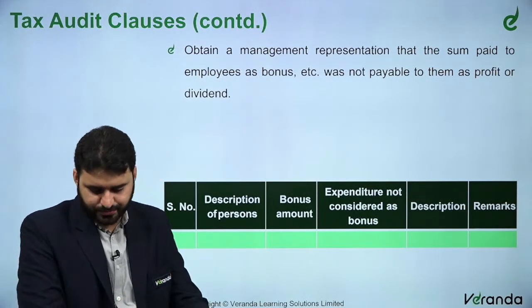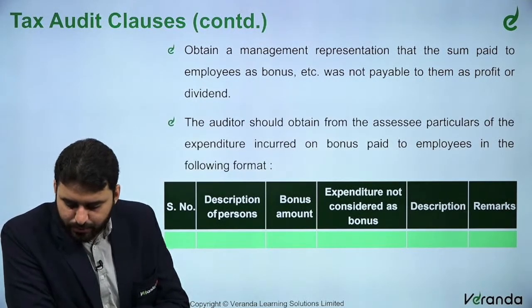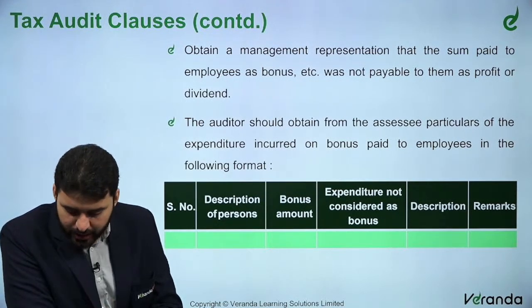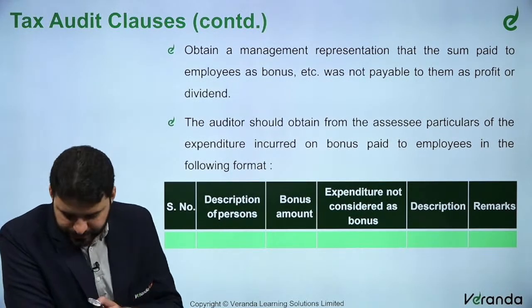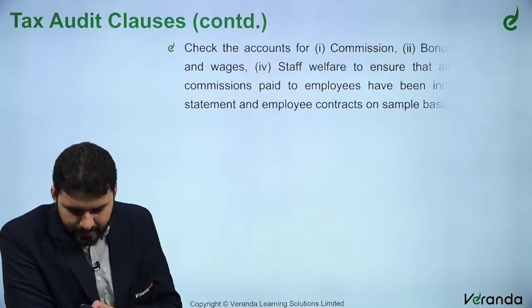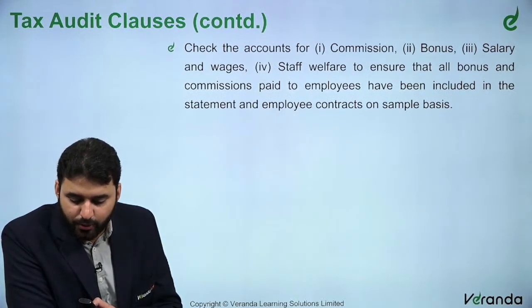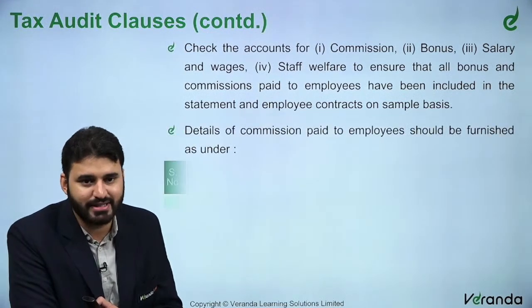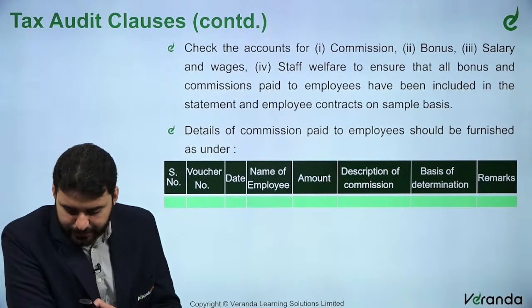books of accounts. The auditor should obtain from the assessee particulars of the expenditure incurred on bonus paid to the employees in the following format: description of the person, that is the employee, bonus amount, expenditure not considered as bonus, description, remarks. Check the accounts for commission, bonus, salary and wages, staff welfare to ensure that all bonus and commission paid to employees have been included in the statement and employee contracts on a sample basis. Details of commission paid to employees should be furnished as under.